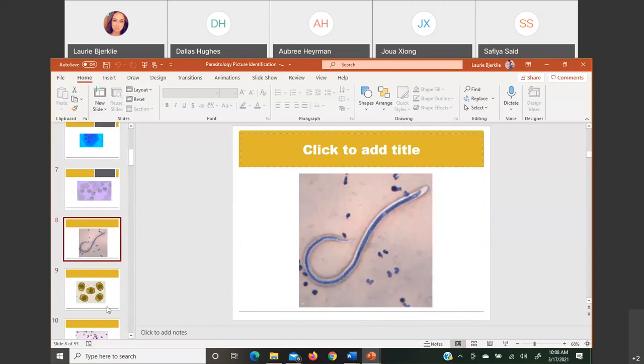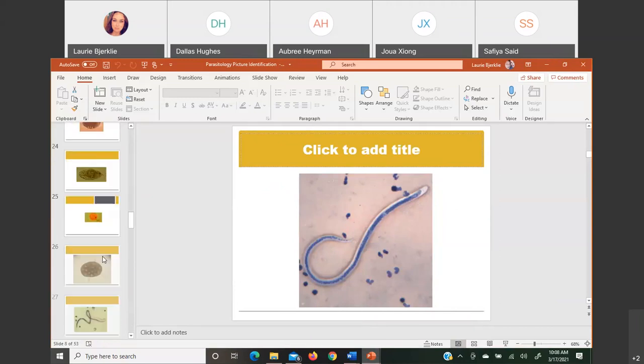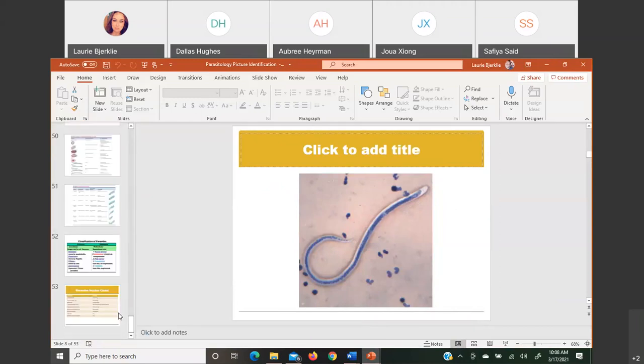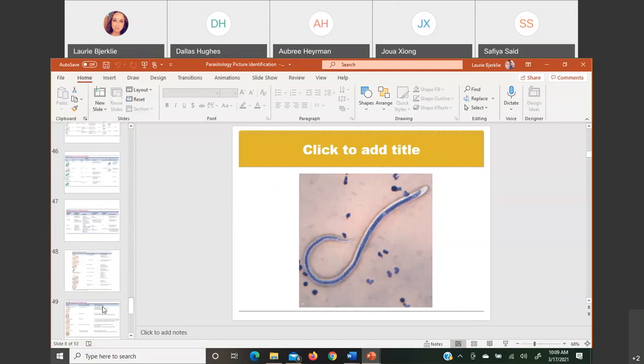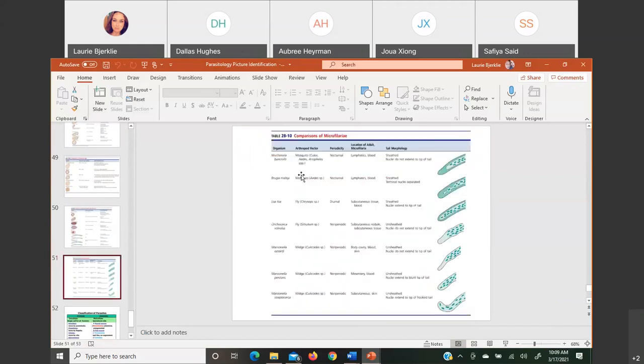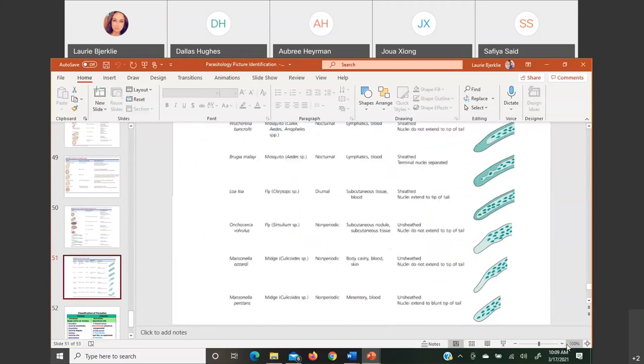So there is a slide I have toward the end of this PowerPoint that I added on that will show you the difference between Wuchereria bancrofti versus Loa loa. The key is going to be toward the end of the worm, whether it has terminal nuclei that go all the way to the end or if it has space. Let's see, actually, I might go to it right now since we're talking about it. Right here. So this is hard to see. I know. Here, I'm gonna try to zoom it in for you guys.